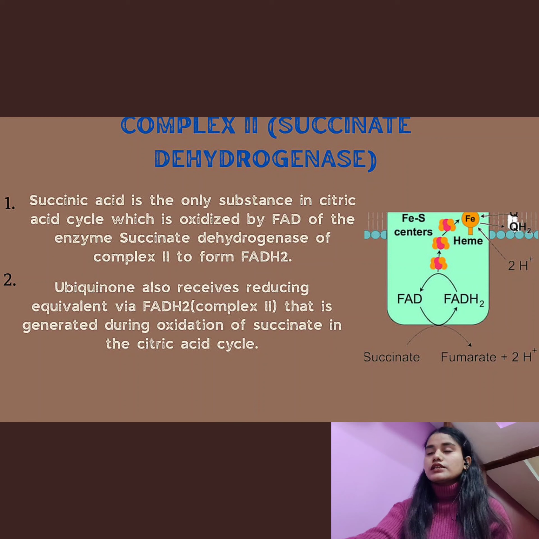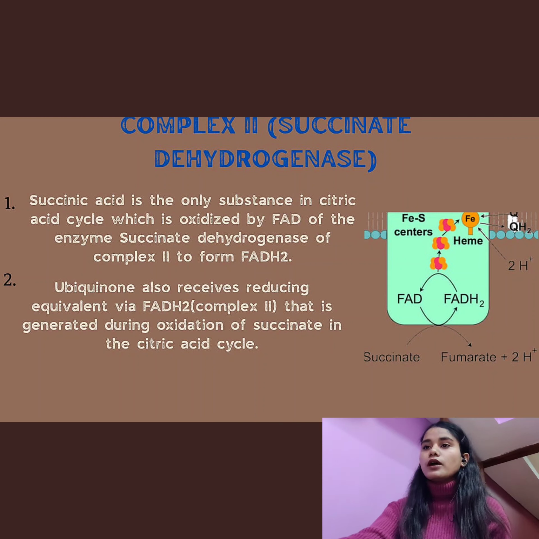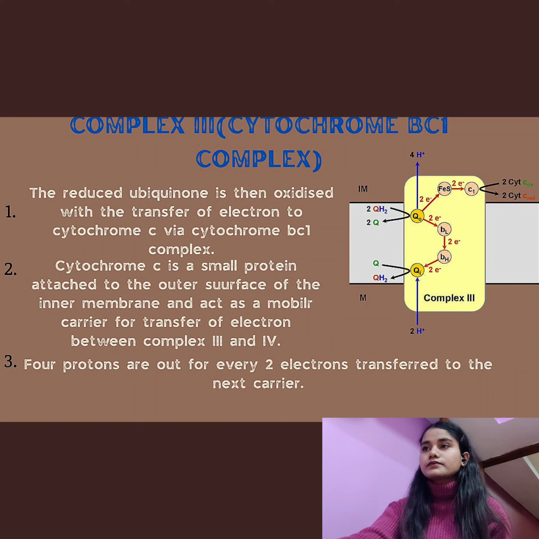Complex 2, succinate dehydrogenase. Succinic acid is the only substance in the citric acid cycle which is oxidized by FAD to form FADH2. Ubiquinone also receives reducing equivalents via FADH2 of complex 2 that is generated during oxidation of succinate in the citric acid cycle.